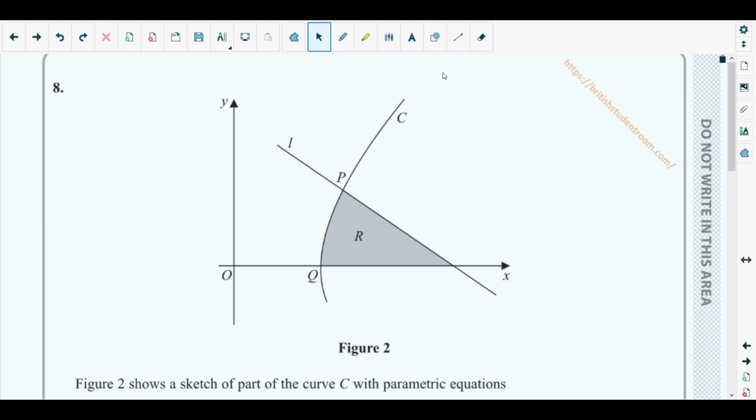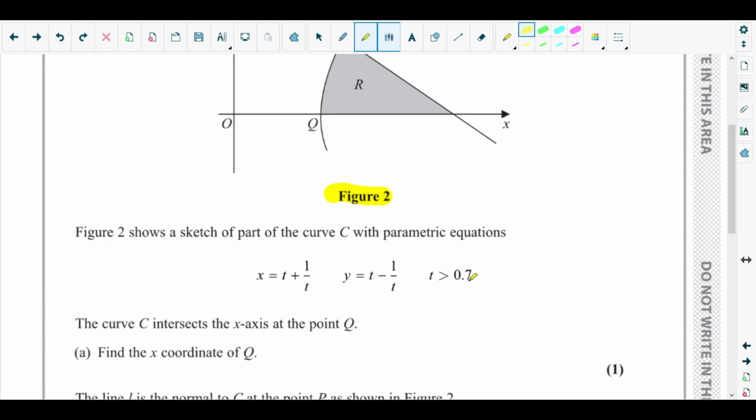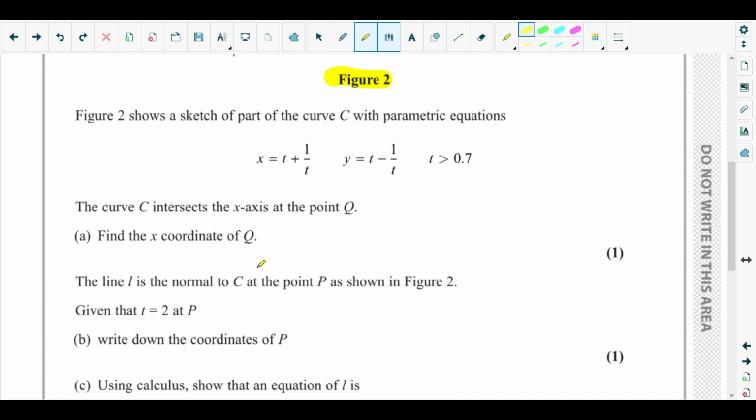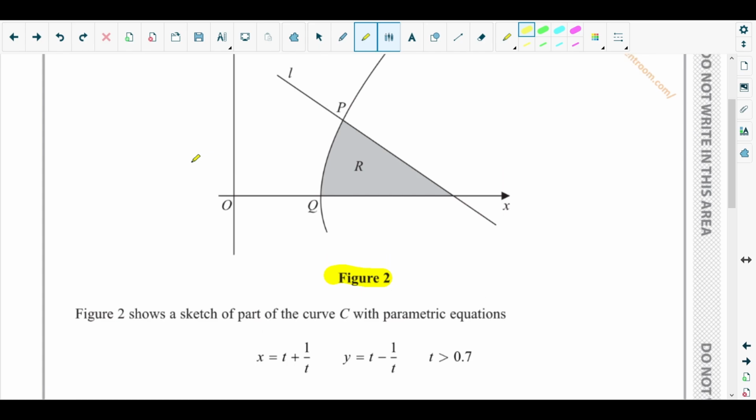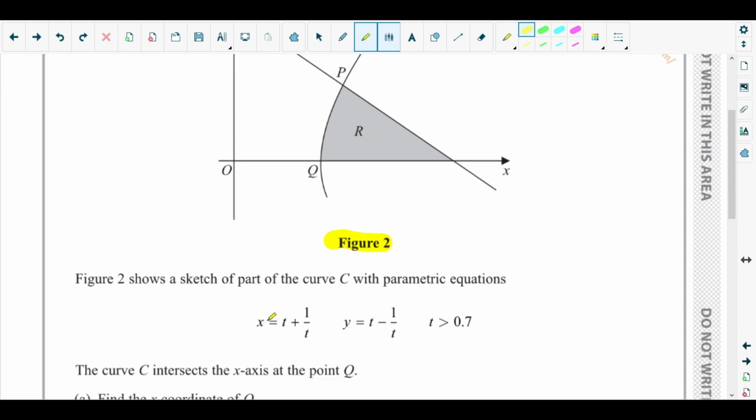In number 8 you can see there is a figure. There is a figure of a parametric curve, curve C, and there is a straight line L. I think this is a normal. Yes, the line L is a normal. Okay, fine, we will see it soon. Figure 2 shows a sketch of part of the curve C with parametric equations x equals t plus 1 over t and y equals t minus 1 over t, where t is greater than 0.